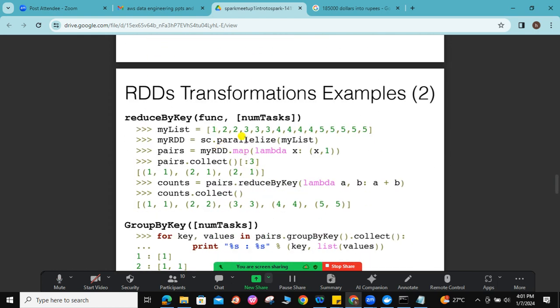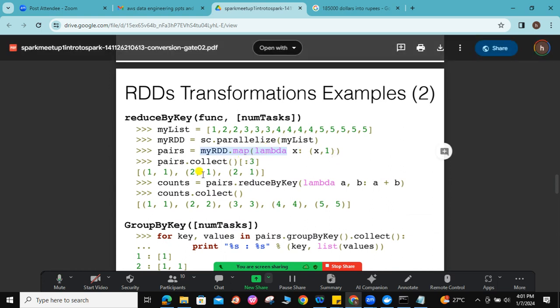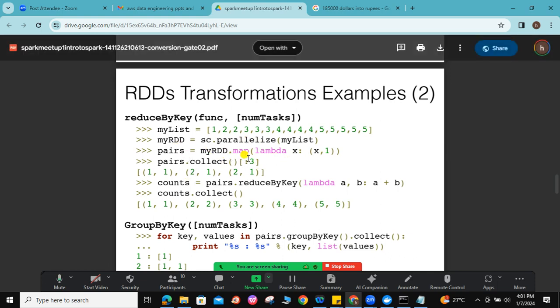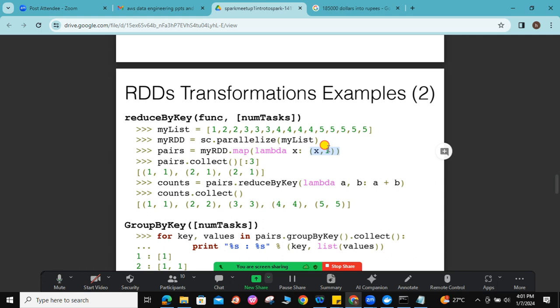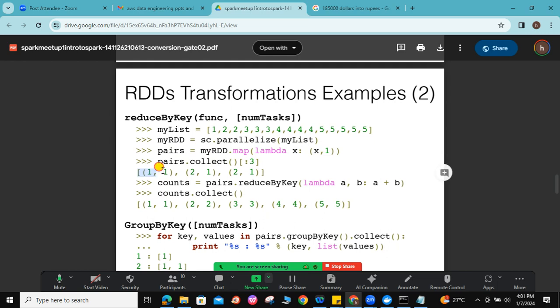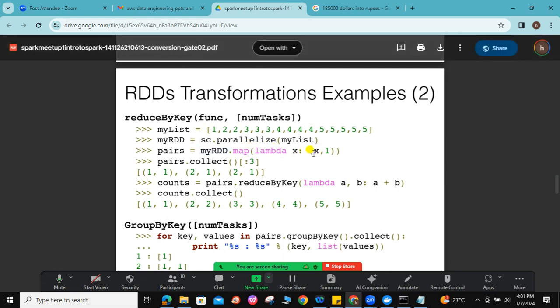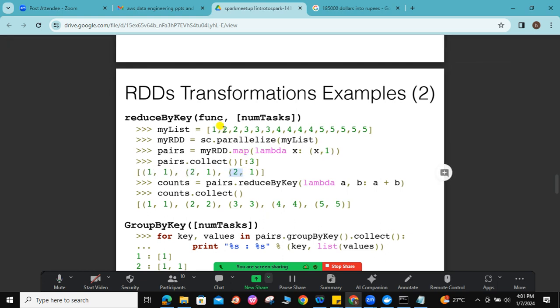Same thing. You have the list. You do parallelize to get an RDD. You do this map, and all of this is a narrow transformation. What it does is pairing. See here, you have done x comma 1, meaning for everything you are giving a 1. After x you are trying to make a key value pair. Key value means dictionary. See, with your lambda you are able to generate this dictionary. You just did x comma 1, meaning for everything add a 1, that's all. So you get 1 comma 1, 2 comma 1, 2 comma 1.